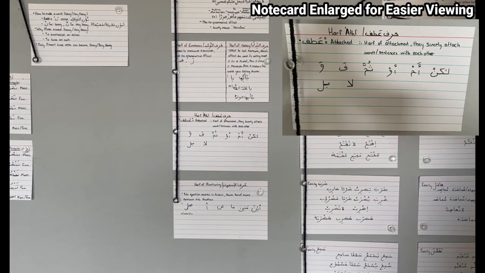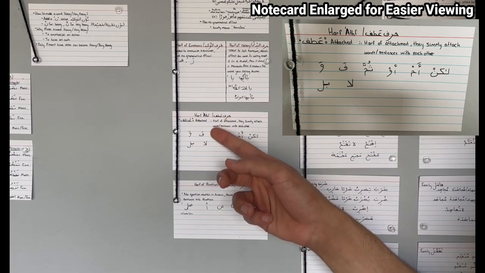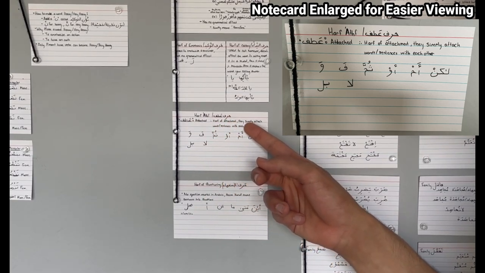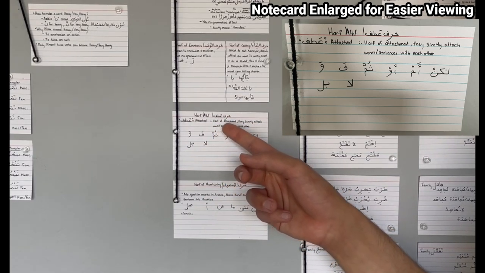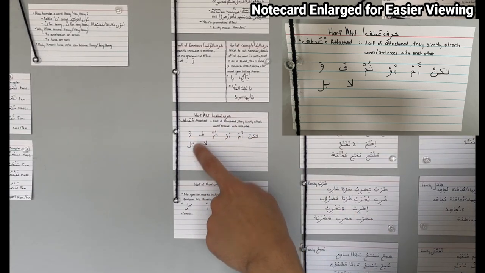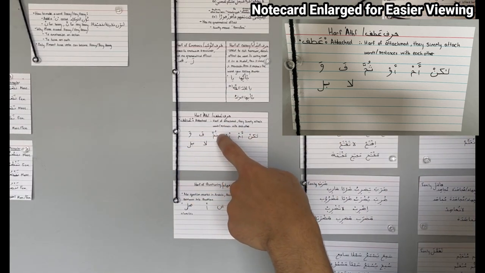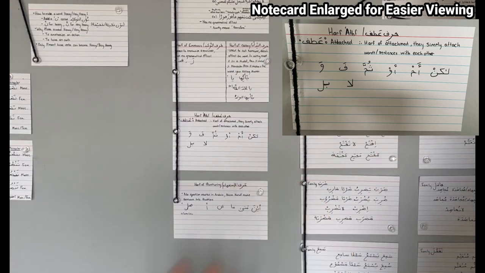What is a harf atif? Atif just means attached. So harf atif, it means harf of attachment. They simply attach words or sentences with each other. What are those? Wa, fa, thumma, aw, lakin, bal, la. So wa means and, fa means then, thumma means thereafter, aw means or. So these are just words that don't really have meaning by themselves, which is the definition of a harf. They don't have meaning by themselves unless there's a word after it or before it to make it make sense.